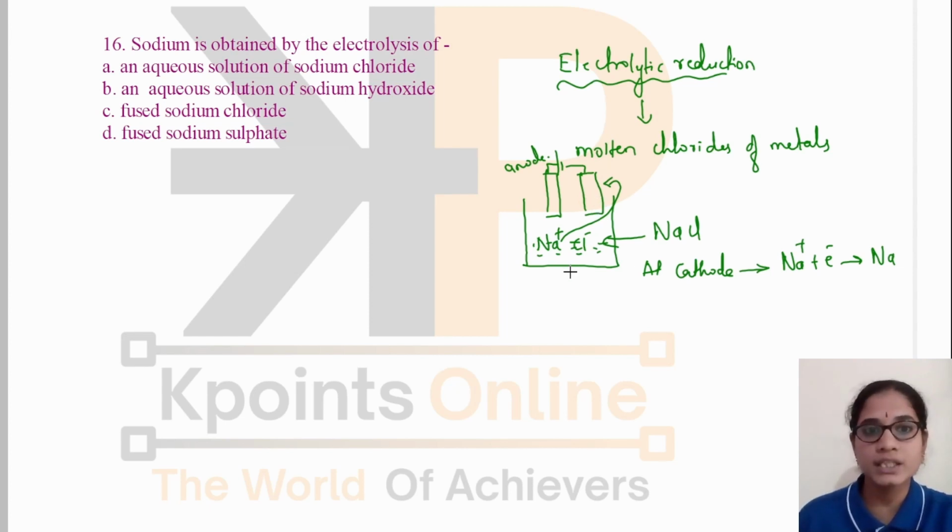So what have we taken here? Molten or fused sodium chloride. We are not supposed to take aqueous solution. If you take aqueous solution, you might remember during the formation of sodium hydroxide in the previous chapter, we had taken the brine solution. If you take the aqueous solution of sodium chloride, then sodium hydroxide will be formed. You will not get sodium there. So in order to do the electrolytic reduction, we take sodium chloride in the molten form. Yes, the correct option is fused sodium chloride.